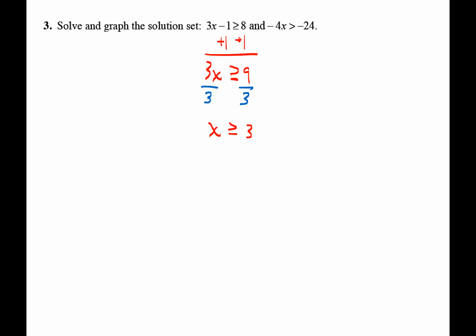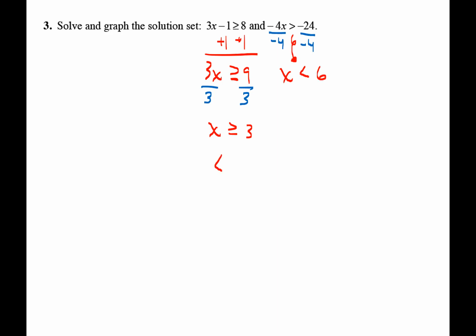All right, careful with the next one. It's a little bit tricky. Over here, we're going to divide by -4. Good. And then something happens when you divide by a negative. All of a sudden, some weird stuff happens. It's marked by this little curvy arrow. We have to flip the inequality, and -24 divided by -4 is +6.